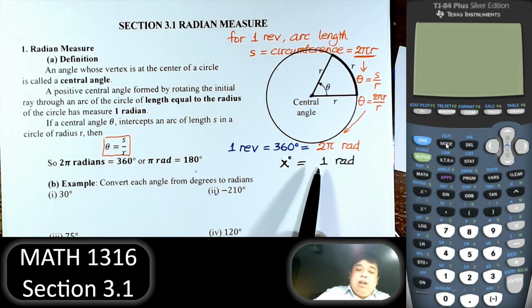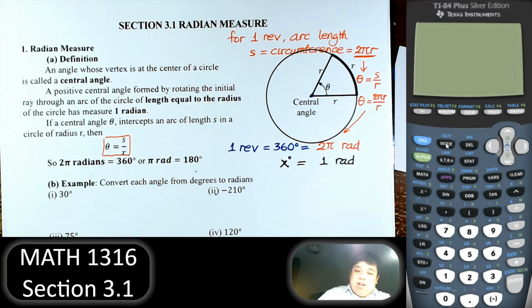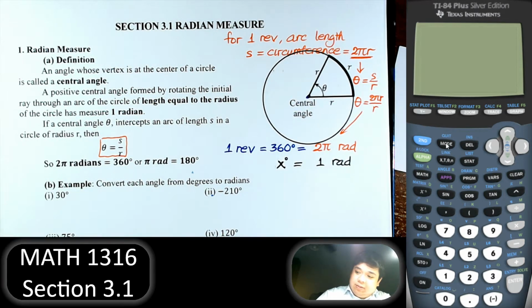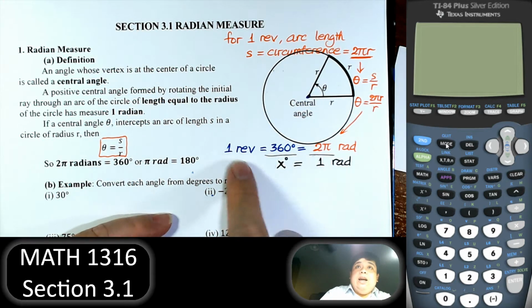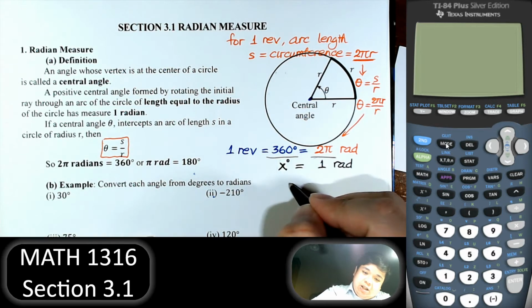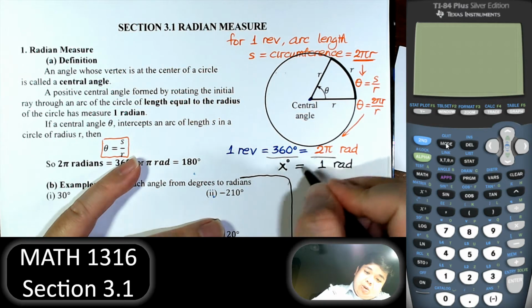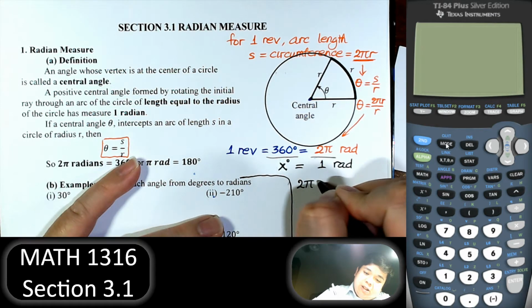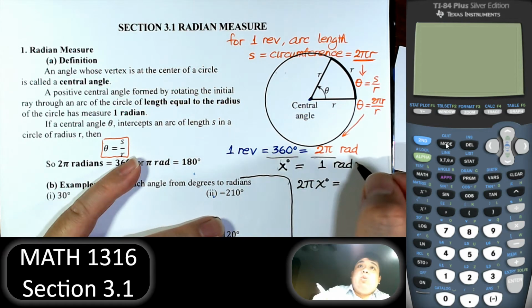Right, x degrees equal to 1 radian, equivalent to that. Now, we just set the ratio and proportion, and cross multiply, and we solve for x. So I will write that over here. So we have 2 pi x is equal to 360 times 1.